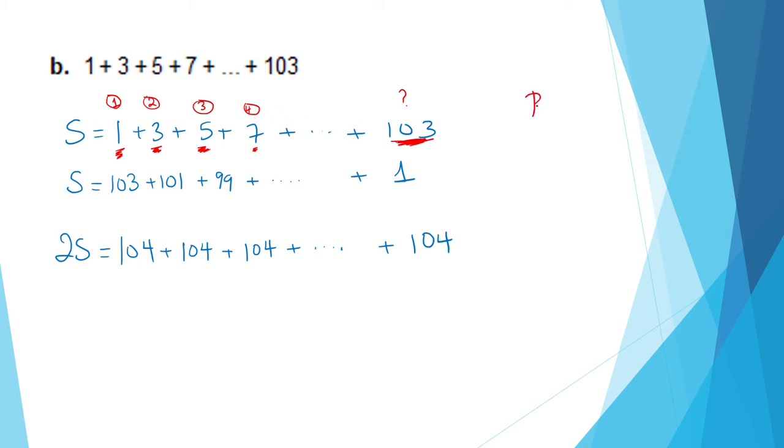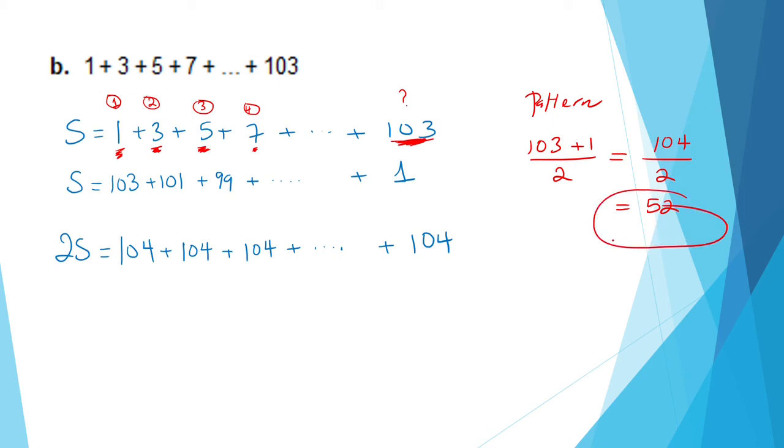Okay, so here's the pattern. The pattern is we can take this and add 1 to it and divide by 2. Look at this sequence. If I take 1, add 1 to it, divide by 2, I get 1. If I take 3, add 1 to it, I get 4. And if I divide that by 2, I get 2. Add 1 to 5, I get 6. Divided by 2, I get 3. So that's the pattern. So I'm going to take 103, add 1 to it, and divide by 2. And this will give me 104 divided by 2. And that is 52. So I know I have 52 numbers.